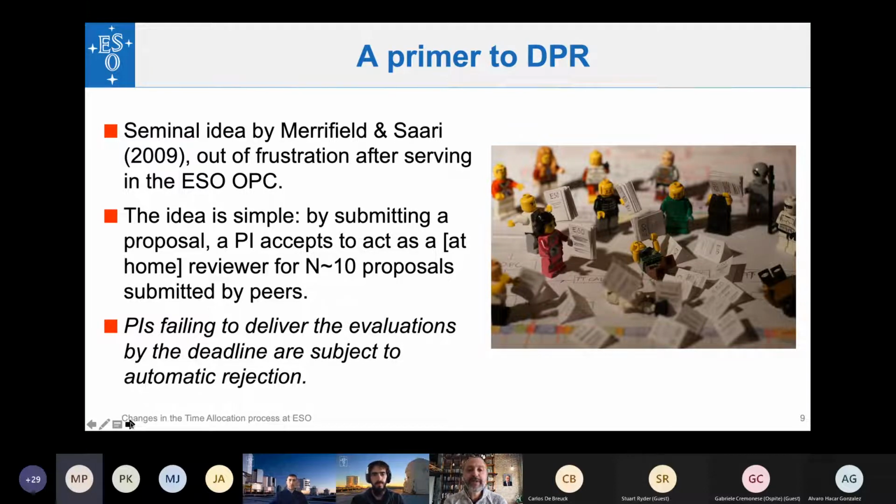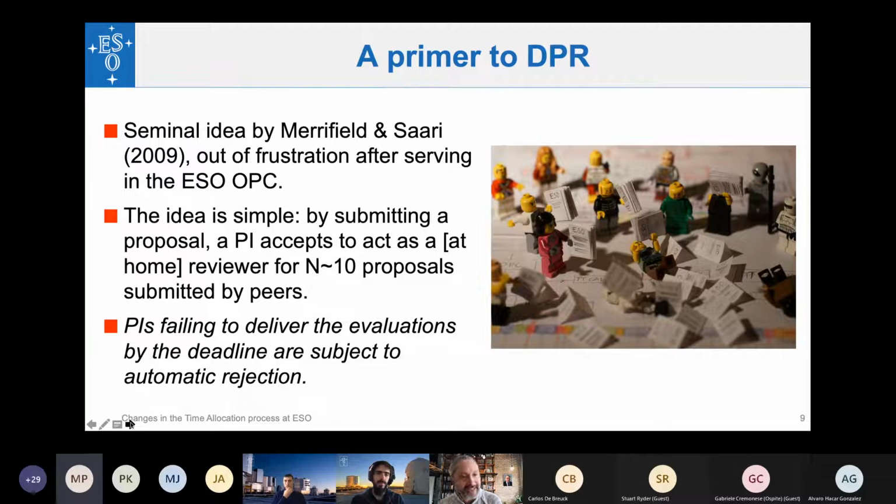You submit a proposal, and if you submit it, you implicitly accept to act as a reviewer of typically 10 proposals, but also you accept that your proposal is seen by an equal number of your peers. So that is the concept. It also implies that if you submit 2 proposals, you will get 20 to review.